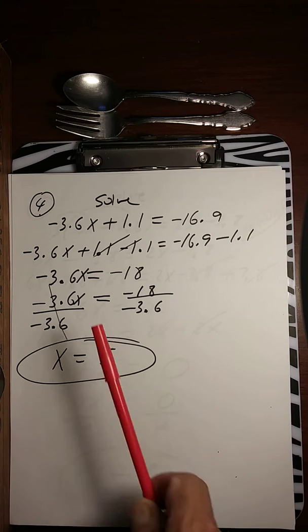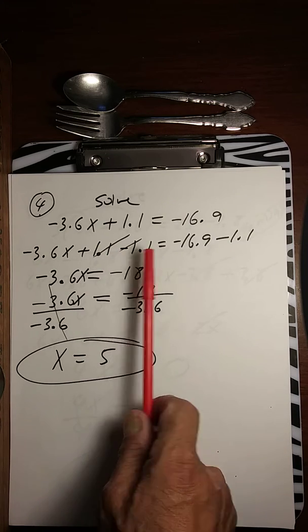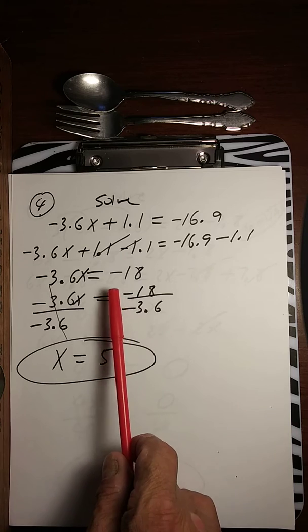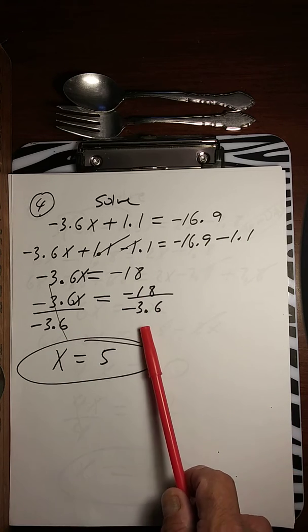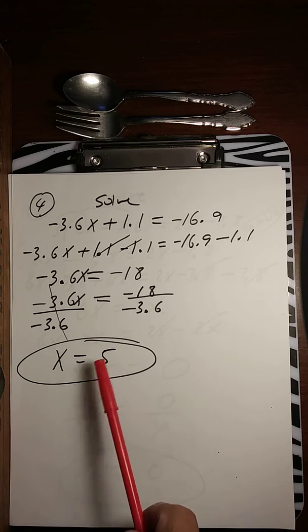Solve this. Add 1.1, these are gone. So we have -18, these two. Divide by -3.6, so x is 5.